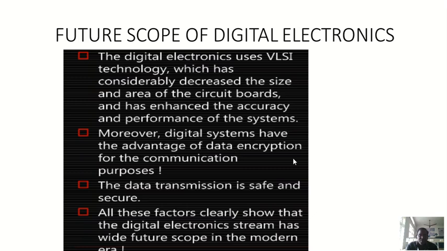Next we can come to the future scope of digital electronics. What is the future scope? Digital electronics uses VLSI technology, which has considerably decreased the size and area of the circuit boards and has enhanced the accuracy and performance of the systems. Moreover, digital systems have the advantage of data encryption for communication purposes. The data transmission is very safe and secure. All these factors clearly show that the digital electronics stream has wide future scope in the modern era.